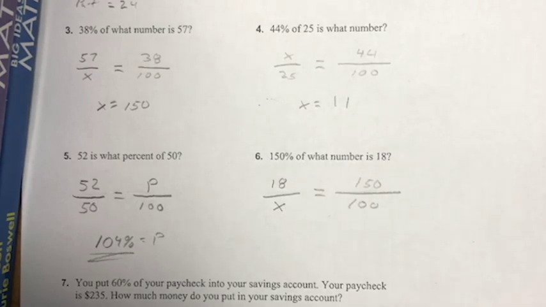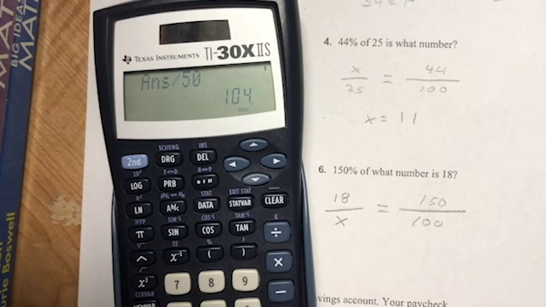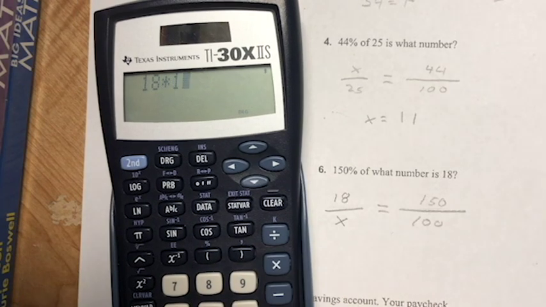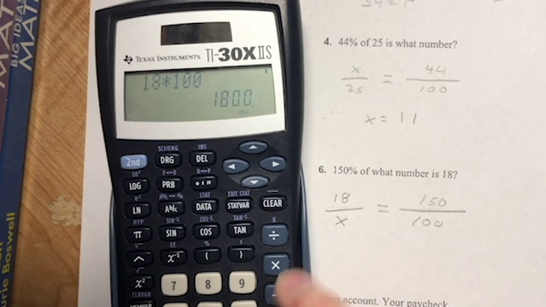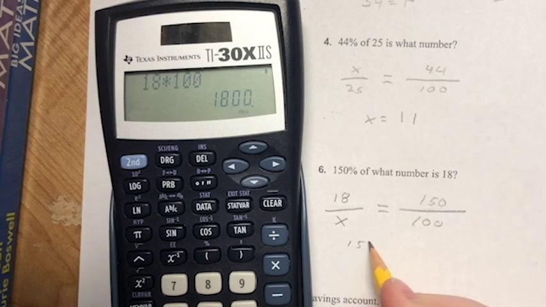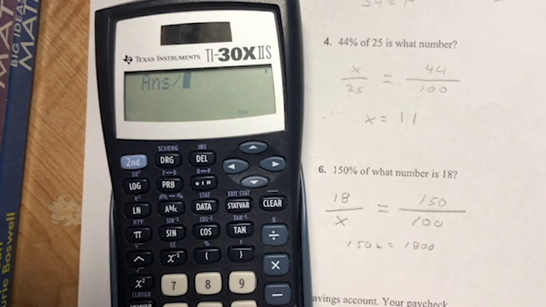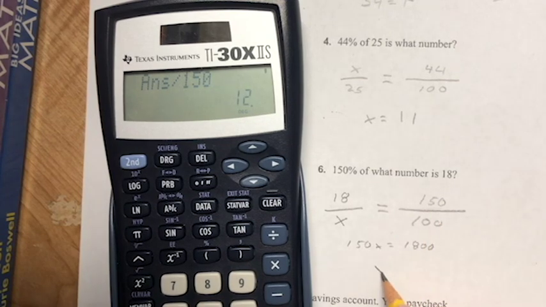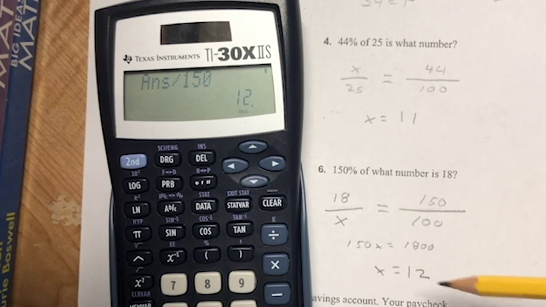Now that we have that, it's just a matter of cross multiplying and dividing. 18 times 100, and then we're going to divide, and we'll get 150x is equal to 1800. We'll divide by 150 now, and I get that x is equal to 12. All right, so in this particular case, my whole number was 12, and 150% of 12 is 18.